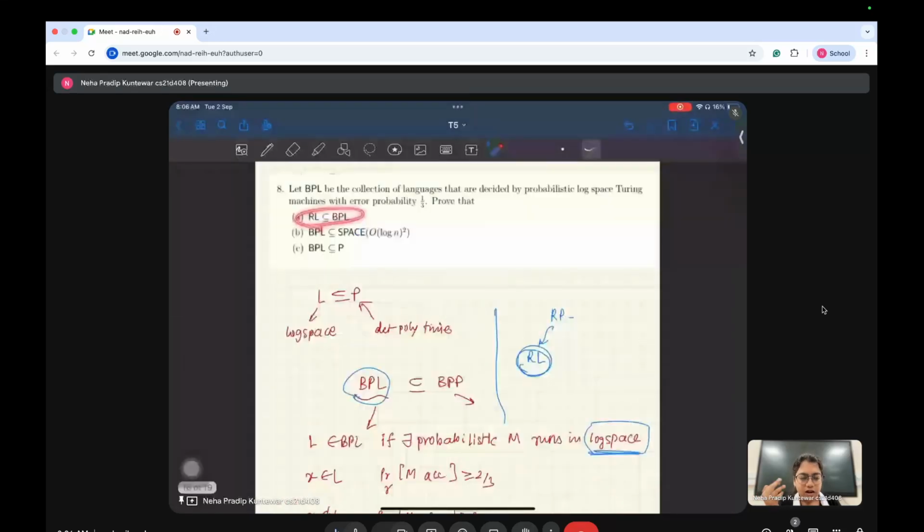Naturally, RL is also contained in RP, and BPL is contained in BPP. These follow from the definition. The interesting ones are parts B and C, where the first one says that BPL is contained in DSPACE of order log squared n. So you can simulate this BPL machine using log squared space. We have seen a similar result earlier.